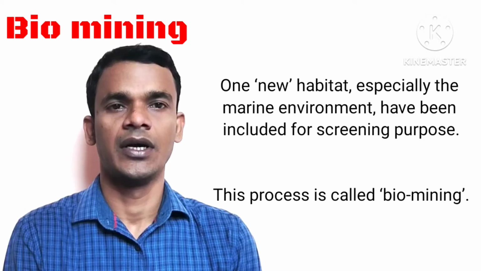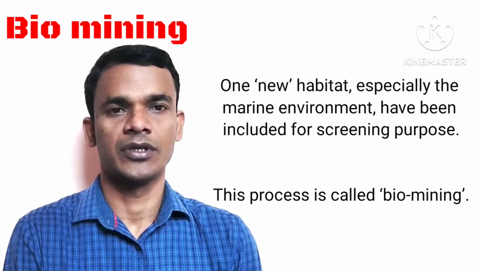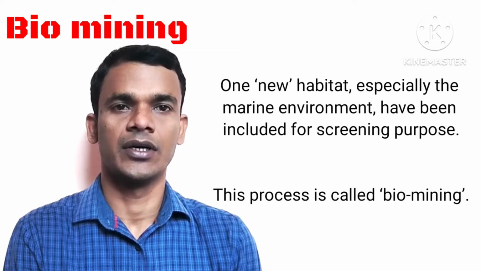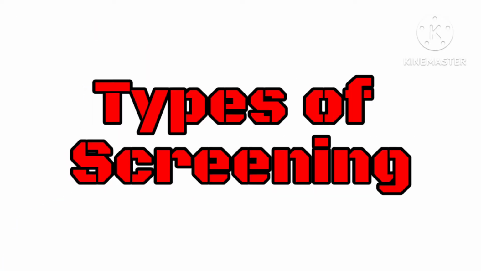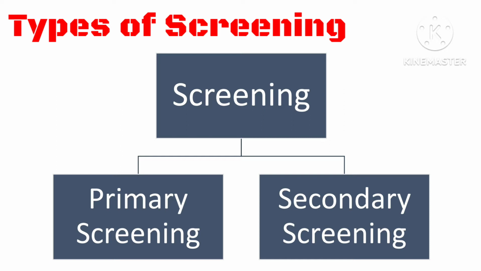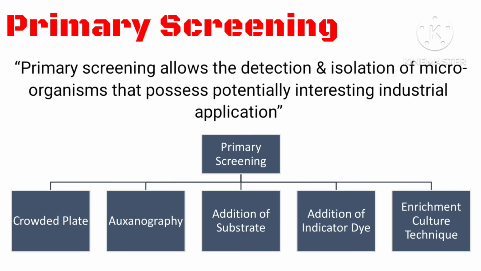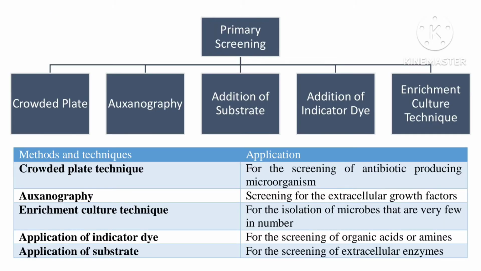In recent times, one new habitat, the marine environment, has been included for screening purposes. New and promising bioactive microbial metabolites can be isolated from marine microorganisms. This process is called biomining. The classical screening method is divided into two stages, the primary screening and the secondary screening. In order to detect and isolate commercially important microbes, the following methods are used routinely. Each method has some potential application for screening a particular type of microbe. Now let's check each method in detail.